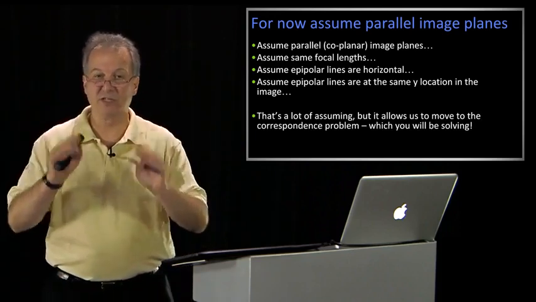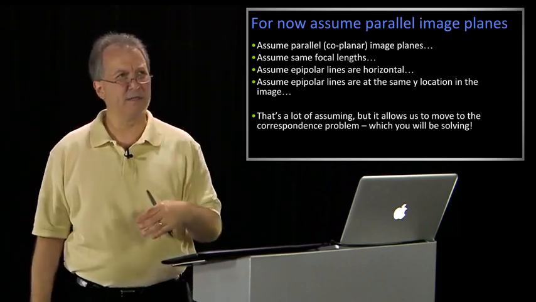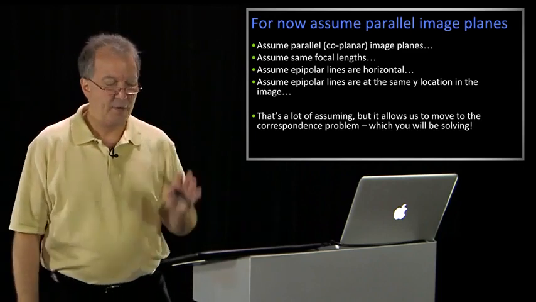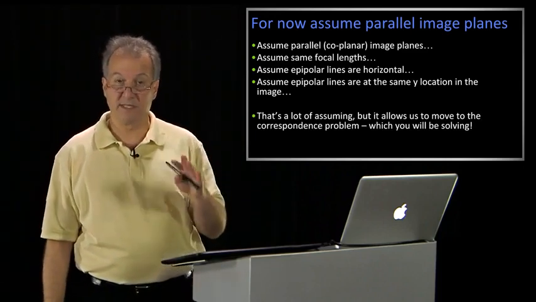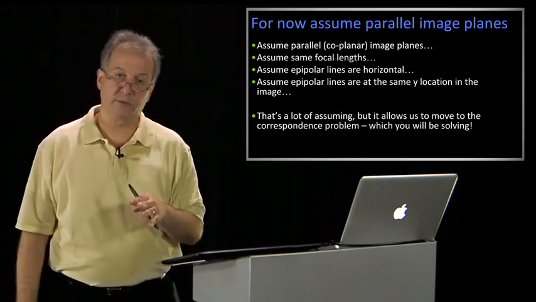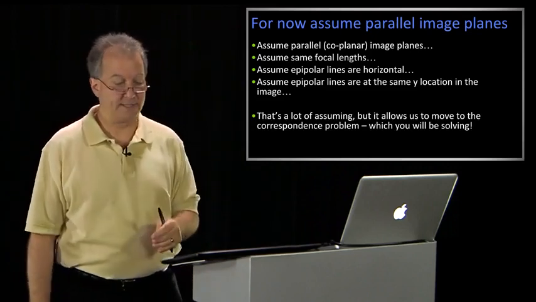You'd have to do a rectification of the image first. We'll talk about that a couple of lectures from now. But for now, we'll make these assumptions which will allow us to attack the correspondence problem more easily. And in fact, it's the way you're going to be doing correspondence on the problem sets.